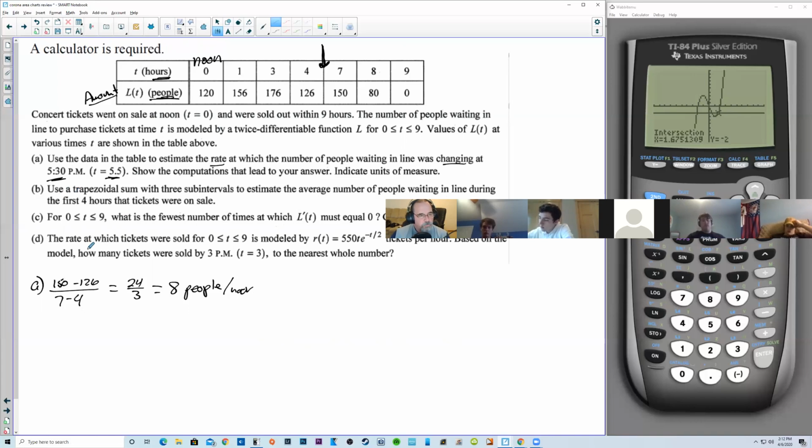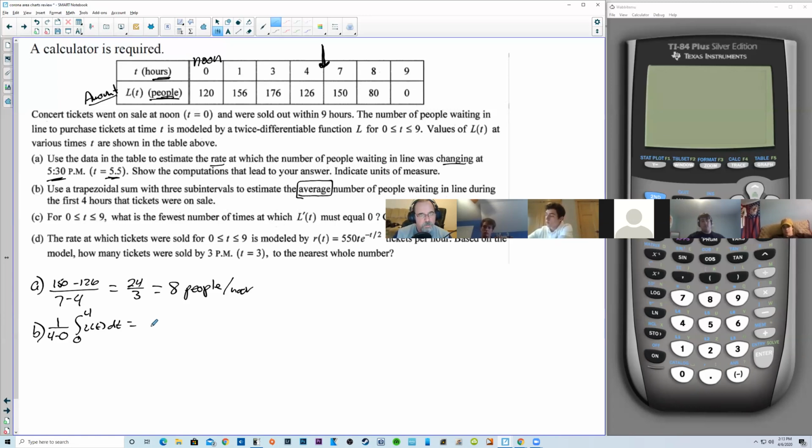B, use a trapezoidal sum with 3 subintervals to estimate the average number of people waiting in line during the first 4 hours that tickets were sold. So the key word here is average. Well, if we had a function, we'd do 1 over b minus a, or 4 minus 0, times the integral from 0 to 4 of L of t dt. If we had a function, we would integrate, we'd find a value. We don't have a function.